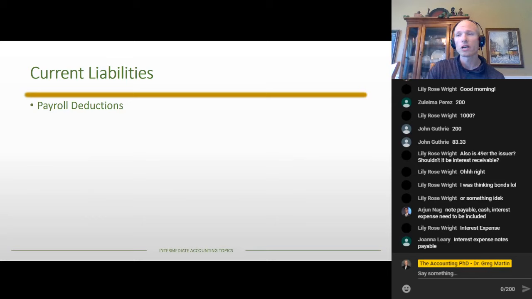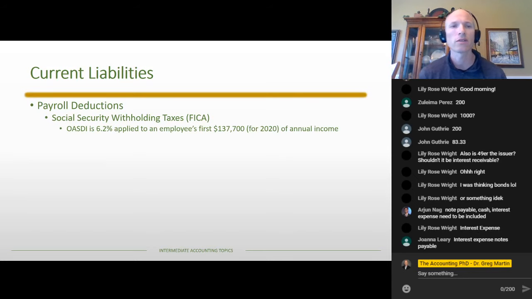We do also need to talk about payroll deductions. That was a big part of Chapter 13. If you remember, there's the Social Security withholding taxes. We commonly refer to that as FICA. There are two pieces of FICA. There's the OASDI, which is a 6.2%, but there's a cap. It's applied only to the first $137,700 of annual income for the employees, and that's the actually updated number for 2020.